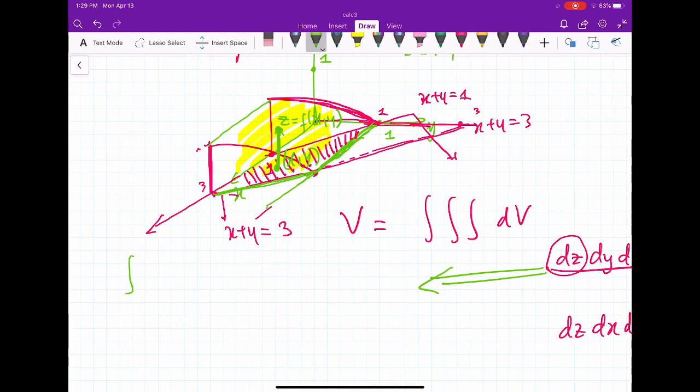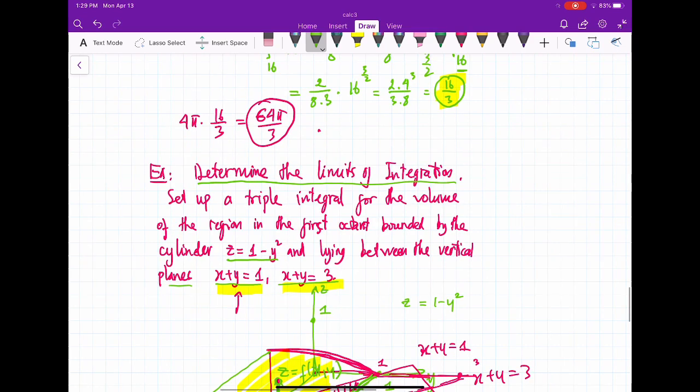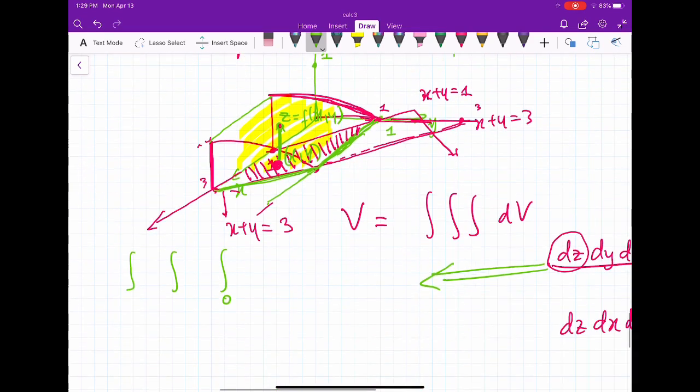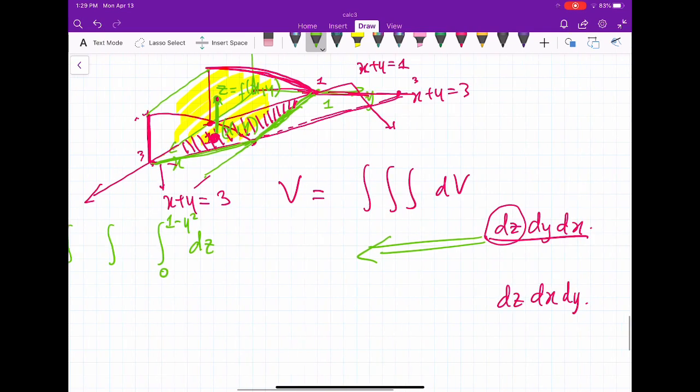For z, it goes from 0, right? Because this is 0, makes sense, the 0 right here. And to the function value. The function value is z. Where's that? z is equal to 1 minus y squared right here. So I have 1 minus y squared dz. Now I fix x.